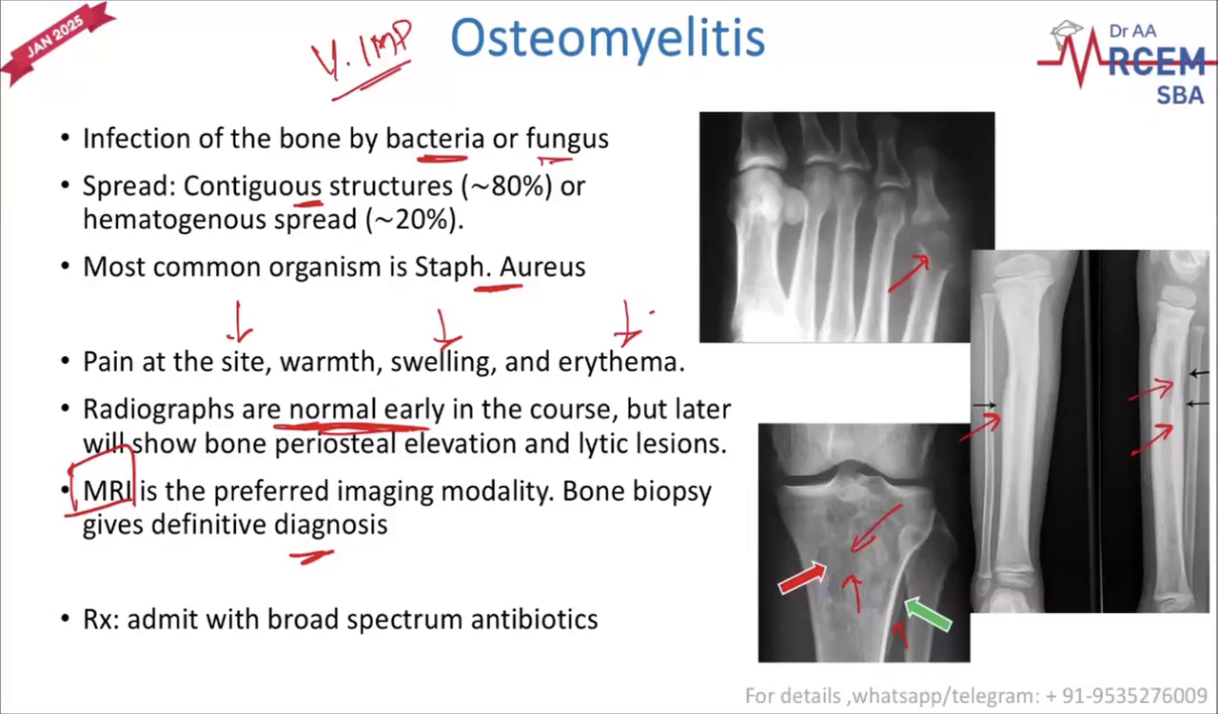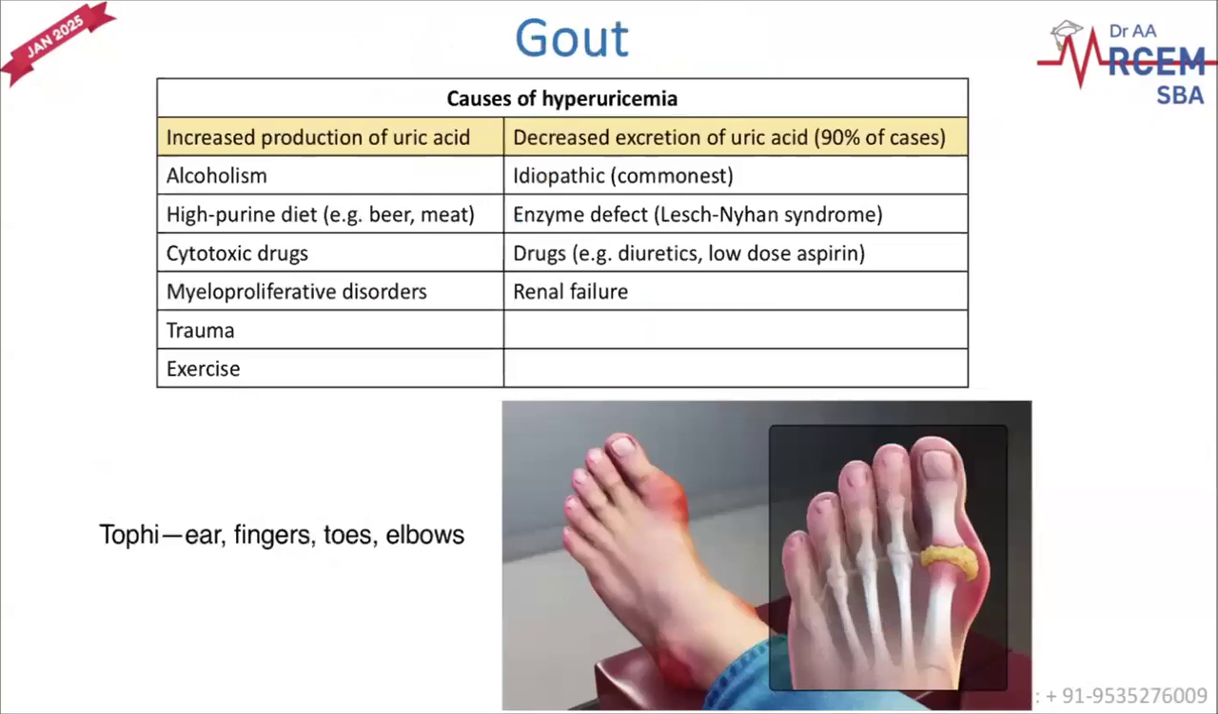For that reason, we still depend on the X-ray to make a diagnosis. We admit any osteomyelitis, like septic arthritis, to get broad spectrum antibiotics. You need to admit them under orthopedics.